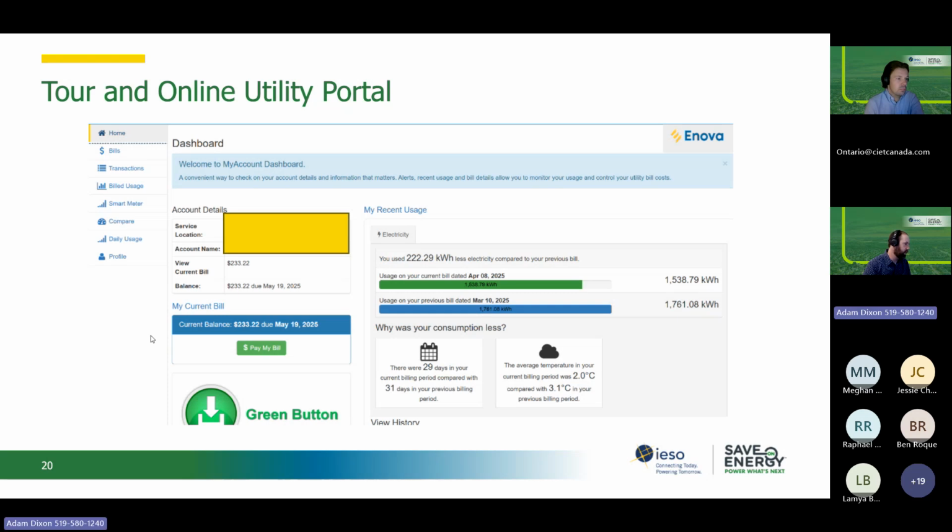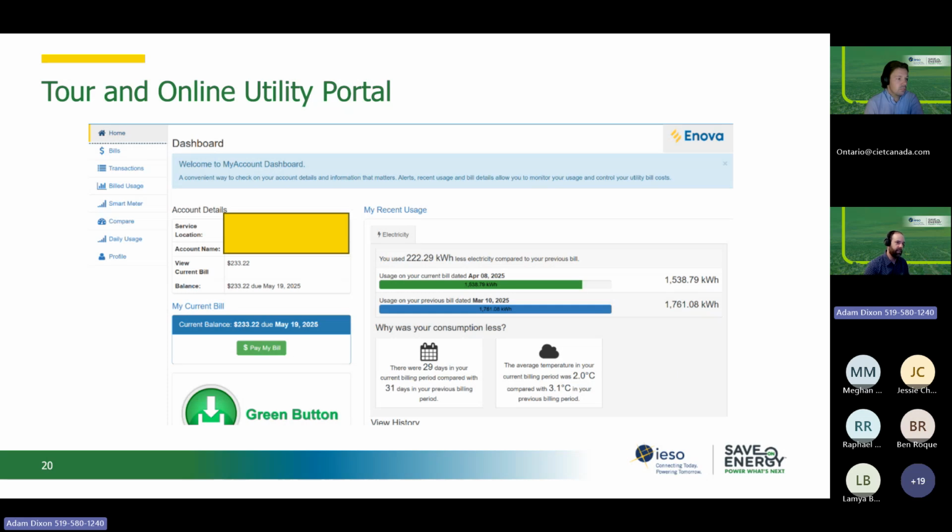Now the interesting one here on the main page is this: there's access to Green Button data. Everywhere in Ontario, every utility, every account should have access to Green Button data. It can be a bit different depending on how many accounts you have tied to your account. You can download at minimum two years of data on a 15-minute interval basis. So you can go in and grab Green Button.